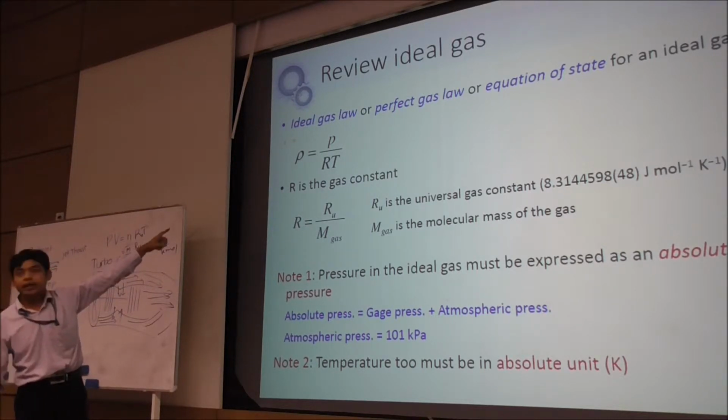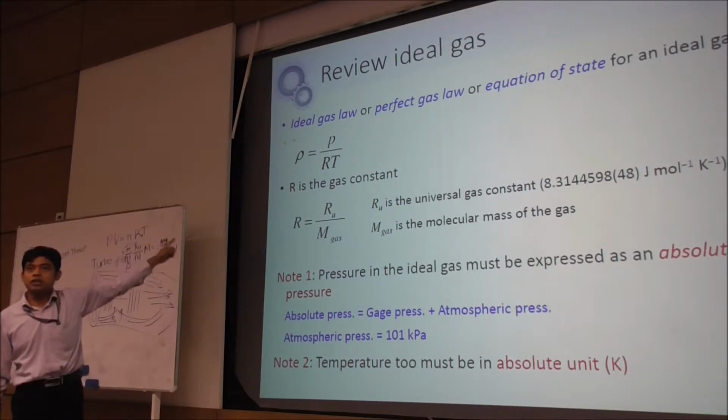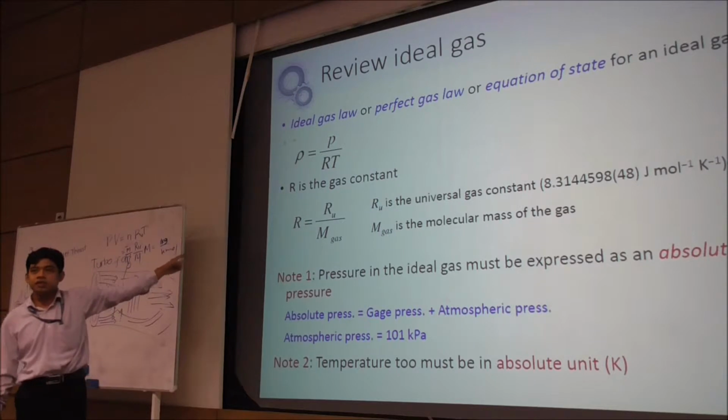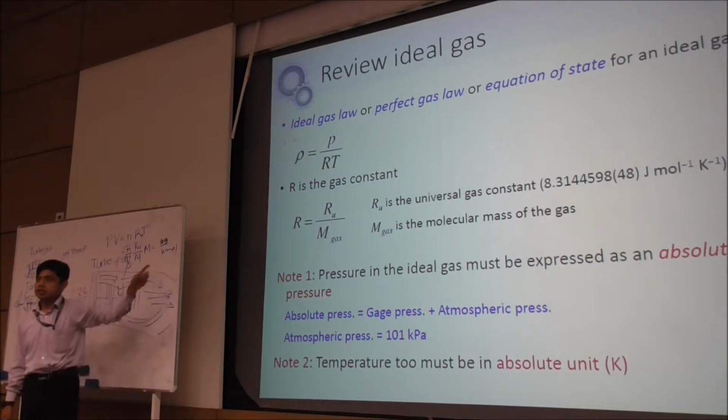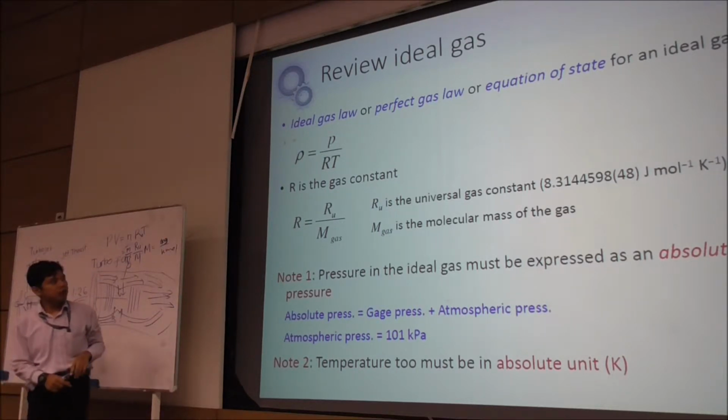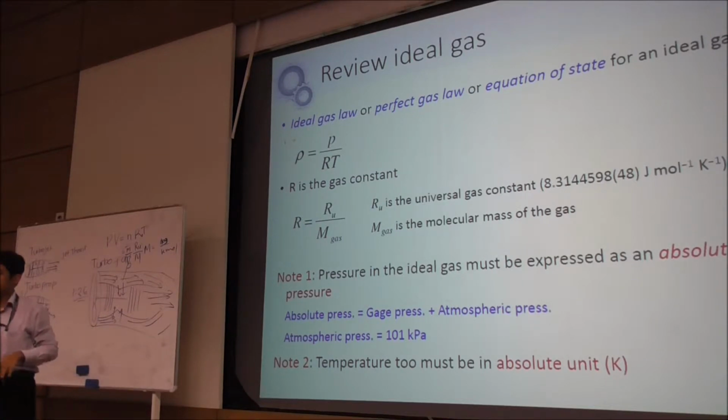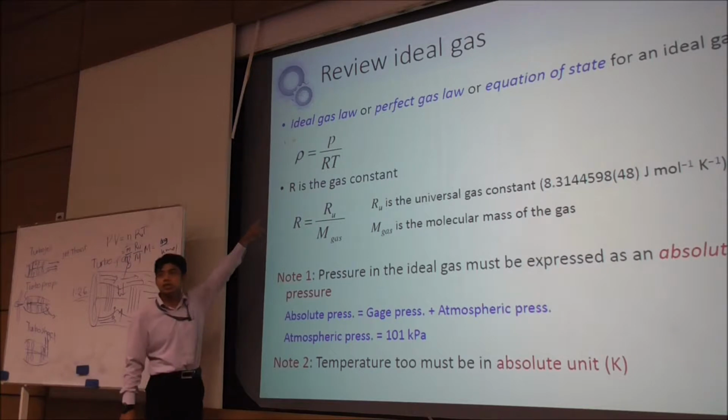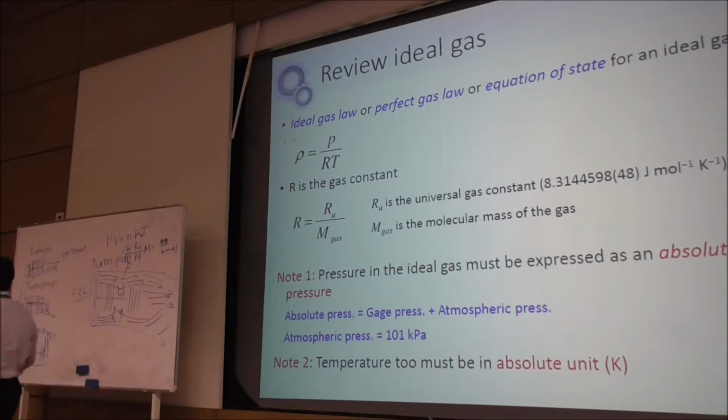R there is the gas constant, the specific gas constant. It is specific for each gas. It is not 8.31 blah blah blah. No. That one is the universal gas constant, but this one is the specific gas constant. Whenever you have R there, it is the specific gas constant.